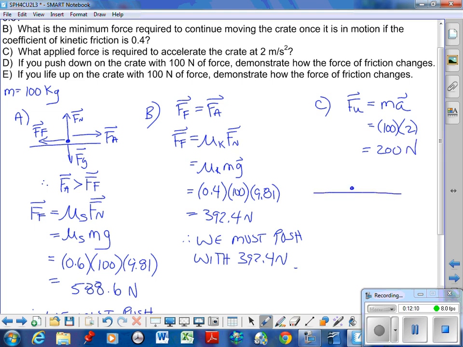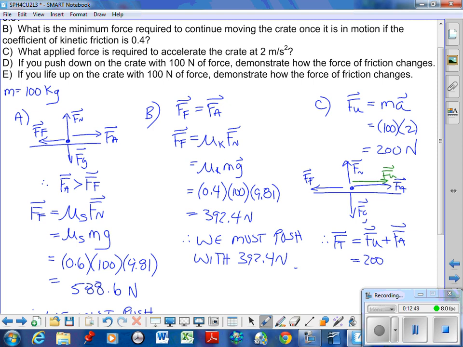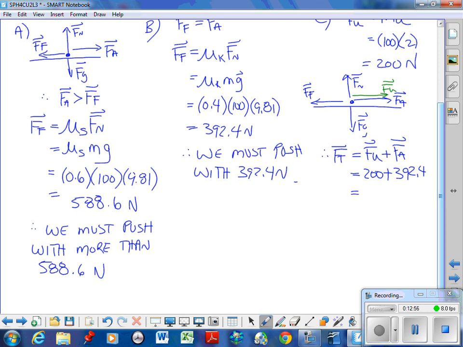So if I go back to my free body diagram: force of friction, applied force, normal, and gravity. In this situation we are not accelerating. It's the answer to part B. Now, to accelerate, we're going to put an unbalanced force in there. So our total force that needs to be applied is the unbalanced force to accelerate it, plus the required force to oppose friction. So that means we're going to end up with 200 newtons for the acceleration, plus 392.4 to maintain the motion as is. So you're going to have to push with 592 newtons to accelerate it.